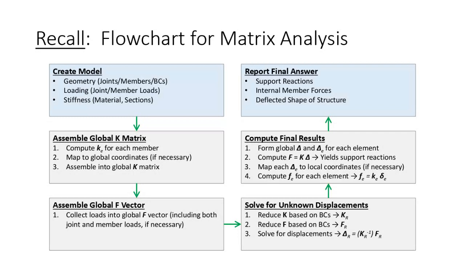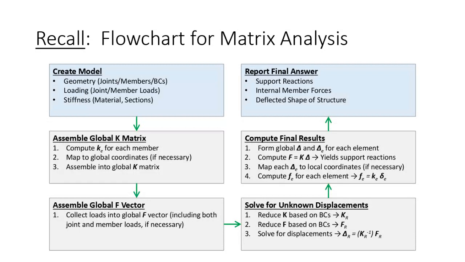So the top blue boxes are, again, everything that we understood before we started this. We knew how to create a model in RISA, and we knew how to report it at the end. Now that we've done a problem and done a homework assignment, let's see if we can digest what's going on in this flow chart. So we assemble the K matrix. We compute a K matrix for each member, and then we assemble it into a K matrix for the whole system. We collect the loads into a global vector, and then we compute the unknown displacements.